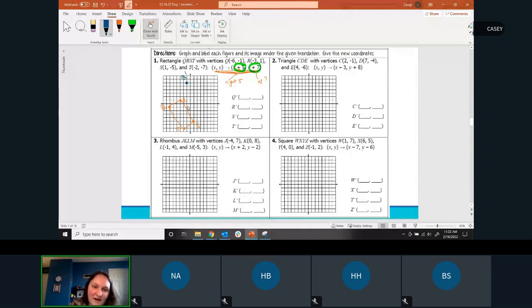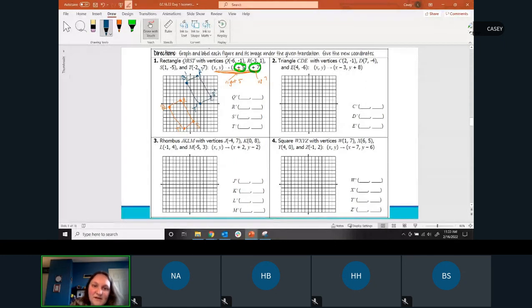R, you're going to move it right 5, 1, 2, 3, 4, 5, and up 7, 1, 2, 3, 4, 5, 6, 7. T, we're going to go right 5, 1, 2, 3, 4, 5, and up 7, 1, 2, 3, 4, 5, 6, 7. And S prime, 1, 2, 3, 4, 5, and 1, 2, 3, 4, 5, 6, 7. And there is your new shape.